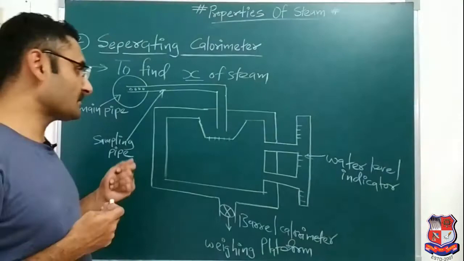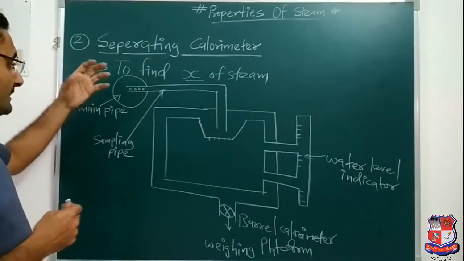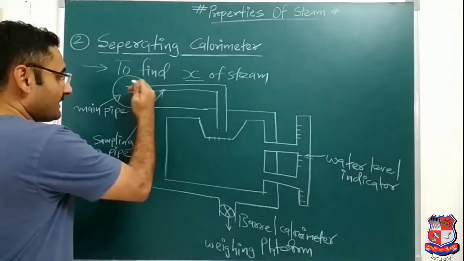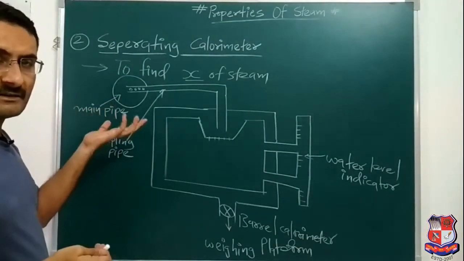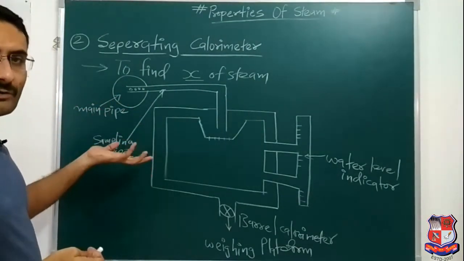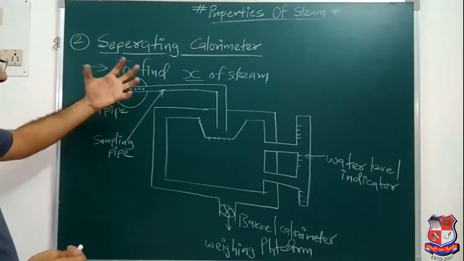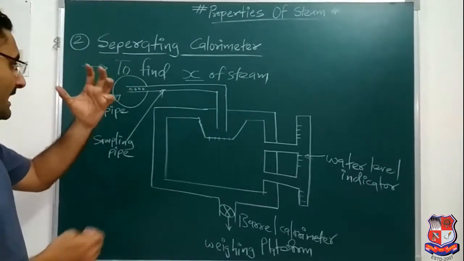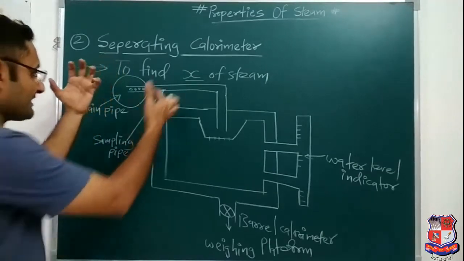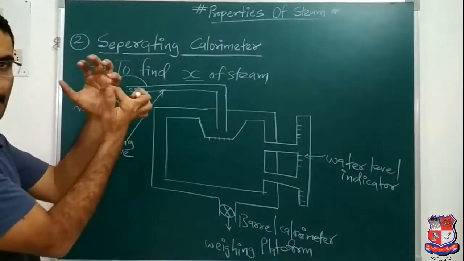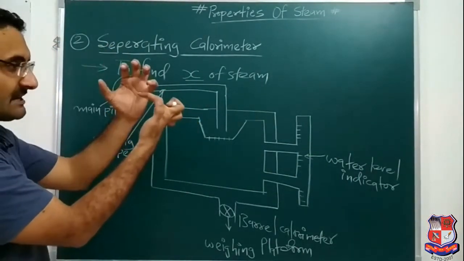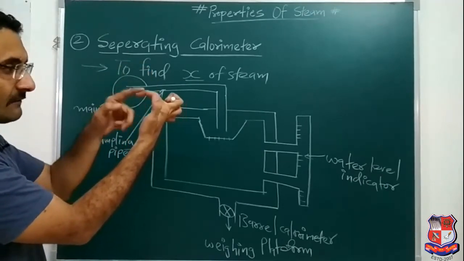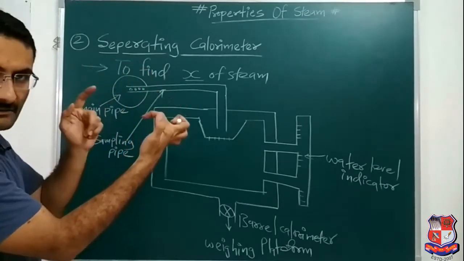So in the working principle, we will say that the first end of the sampling pipe is perforated. Why? The same reason that we gave in the barrel calorimeter. What was the reason in the barrel calorimeter? That inside of the main pipe, the pressure of steam is very high. And the sampling pipe is present inside of the main pipe. So due to the high pressure of the steam, there may be a chance that the first end of the sampling pipe may be cracked.